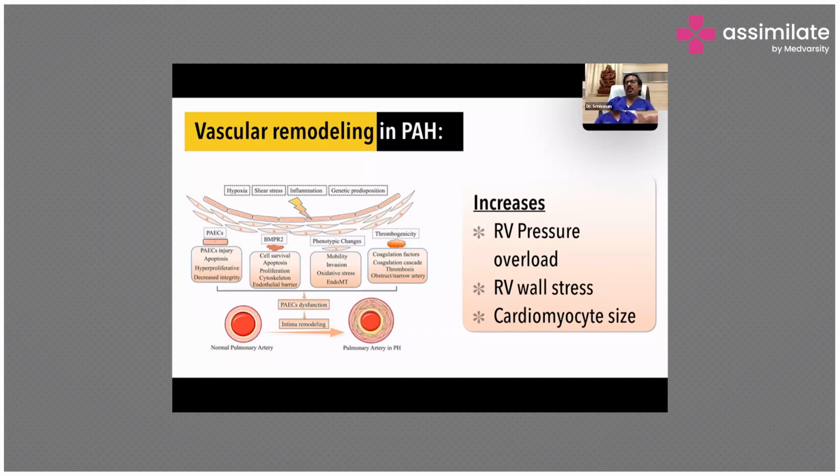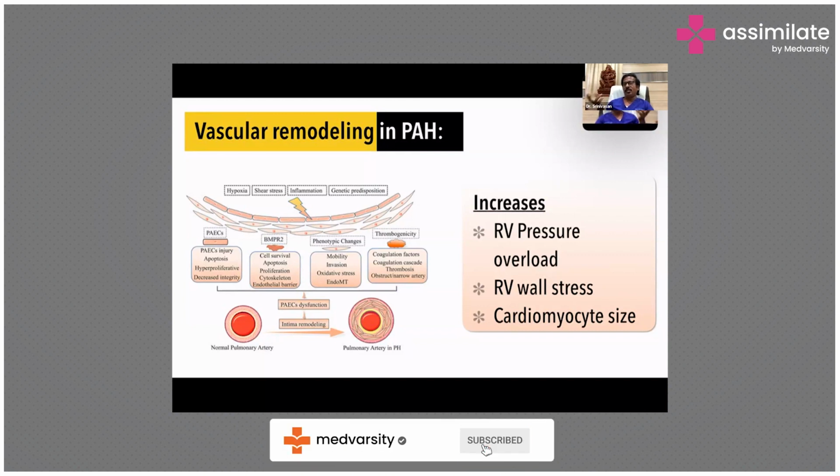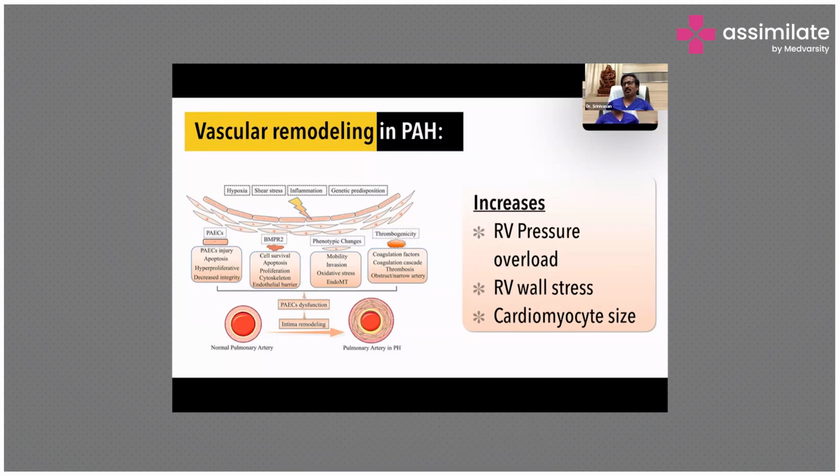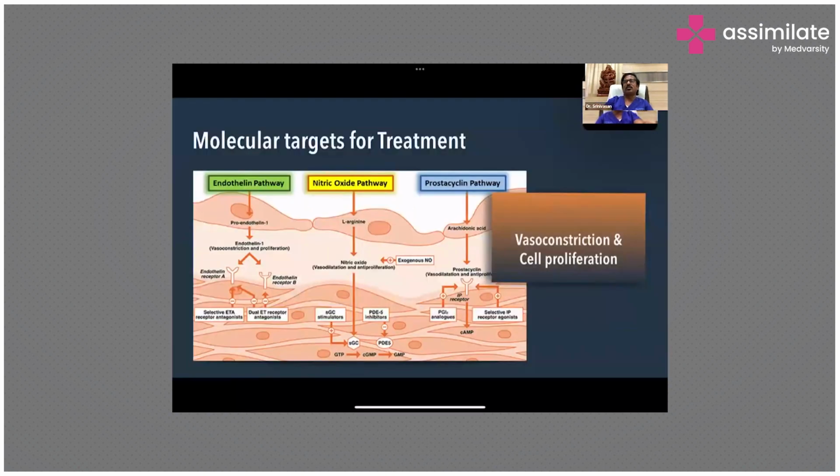Now eventually it leads to a pressure overload on the right ventricle. Now the law of Laplace comes into play, which I already told you. According to the law of Laplace, when there's a pressure overload, you have hypertrophy. That means cardiomyocyte size increases, and the RV wall stress also increases. And when there's an increase in the stress, the oxygen demand of the musculature increases. And eventually it leads to RV failure. And that is the last stage of pulmonary hypertension.